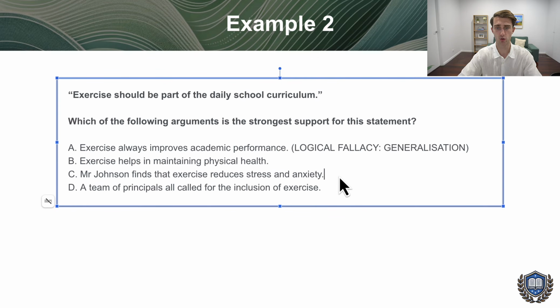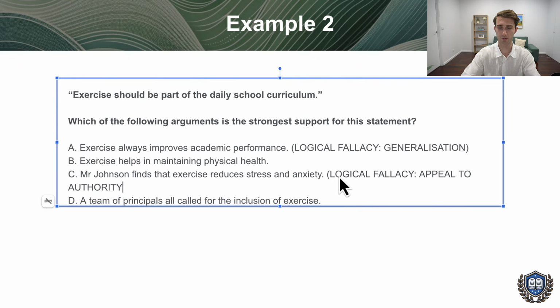This one here, Mr. Johnson finds that exercise reduces stress and anxiety. This is an example of an appeal to authority. Just because it has a Mr. in front of his name, it's trying to trick us into picking that as the option, but that doesn't mean it's correct. This one here, a team of principals all called for the inclusion of exercise. Again, I think this is maybe an appeal to authority. It's a bit better than this one.